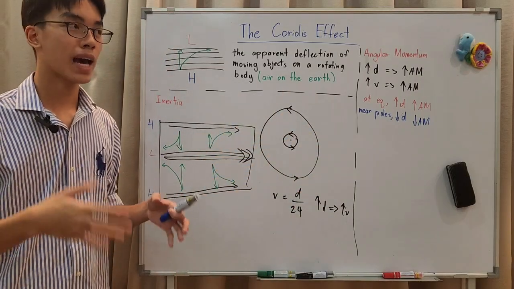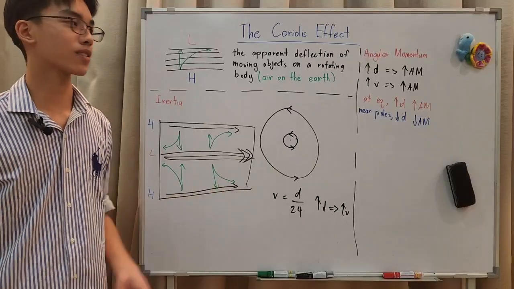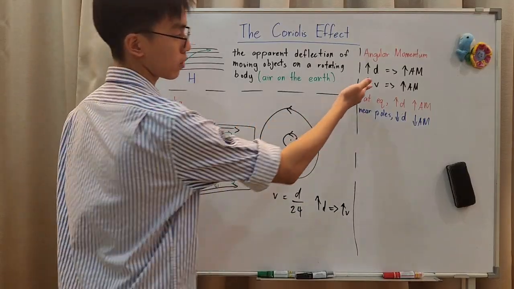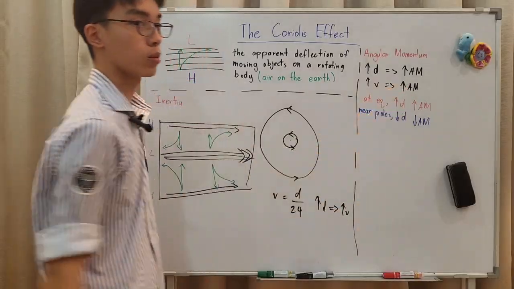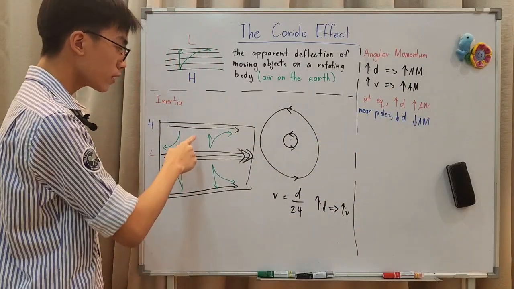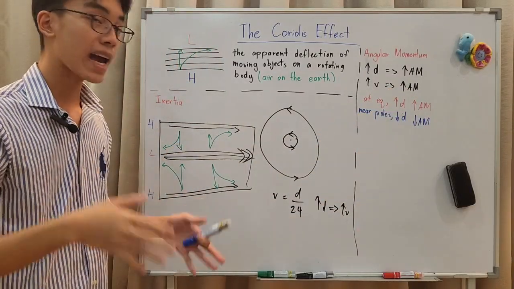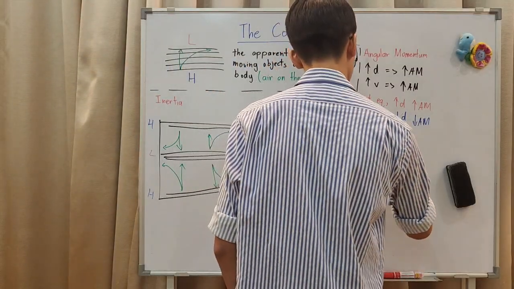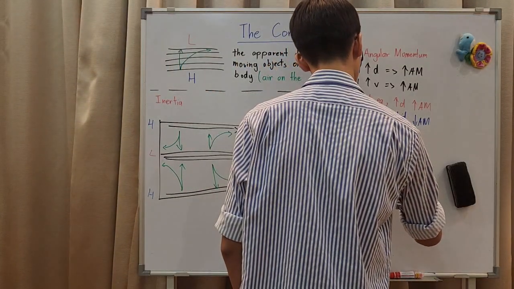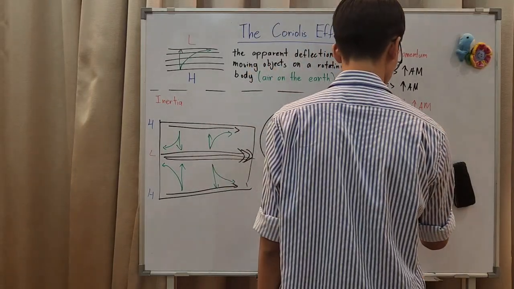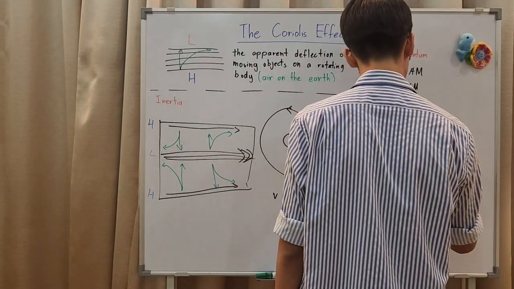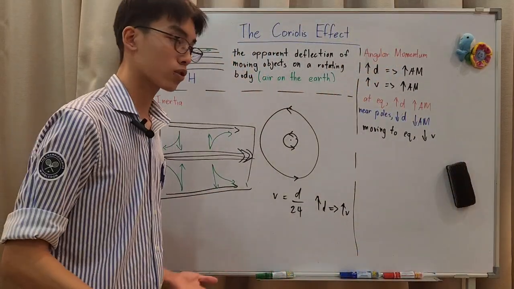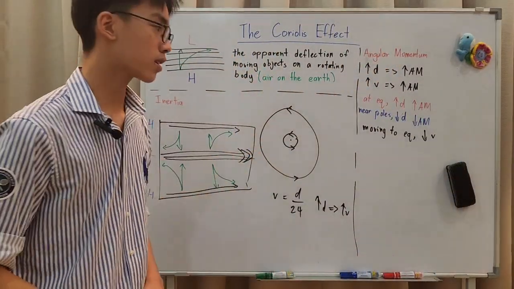But your angular momentum has to stay the same with physical laws. And therefore, your velocity has to decrease, and therefore your angular momentum decreases. So as you're moving towards the equator, your speed actually decreases. So let's write that down. Moving towards the equator. And that's vice versa. If you're moving towards the poles, your speed increases.